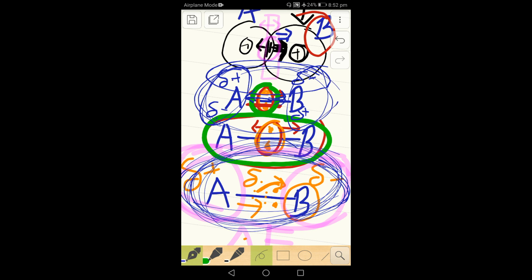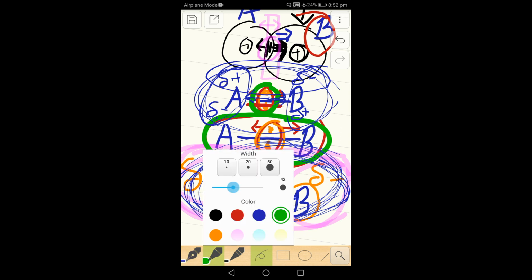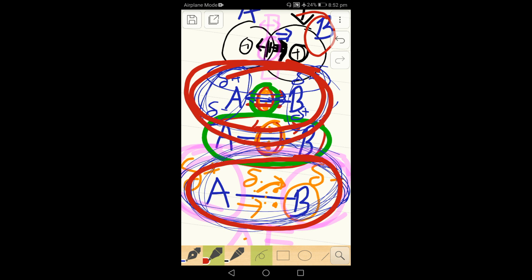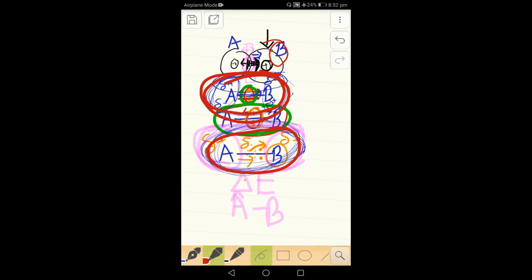So we will call this covalent bond a non-polar covalent bond or temporary dipolar covalent bond. And we will call this a polar, permanent dipolar covalent bond, or simply polar covalent bond. And this is the non-polar covalent bond.